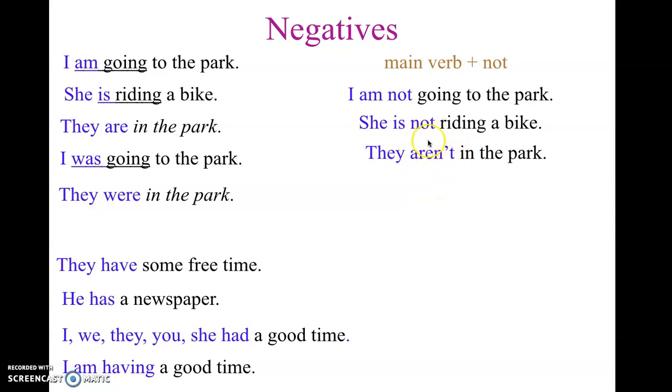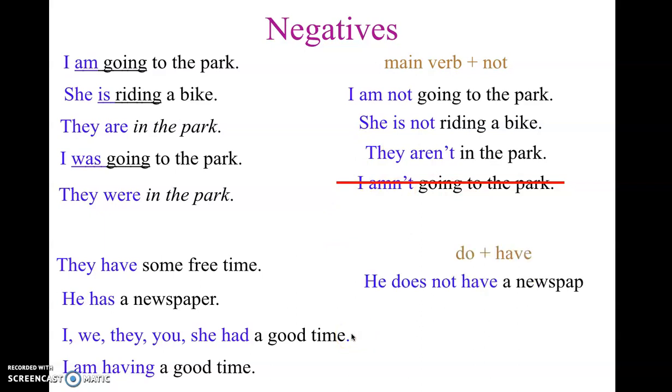So for many of our negatives, we can make a contraction, are not. They aren't going to the park, right? She isn't riding a bike. Can we say I am going to the park? No, this is the exception to the rule. We cannot say that. So we can only say I am not. However, you will hear people say I ain't going to the park, but that is also incorrect.